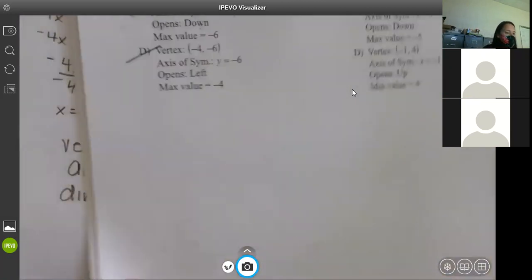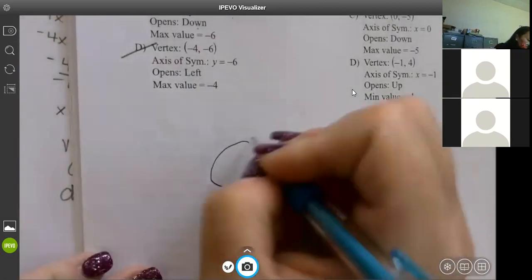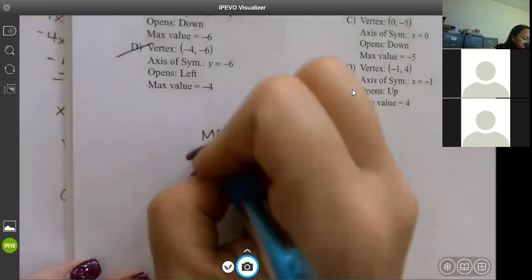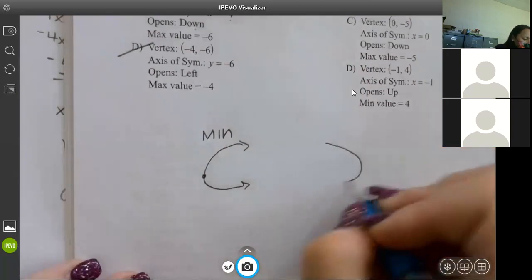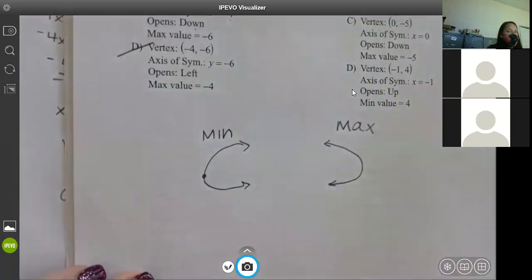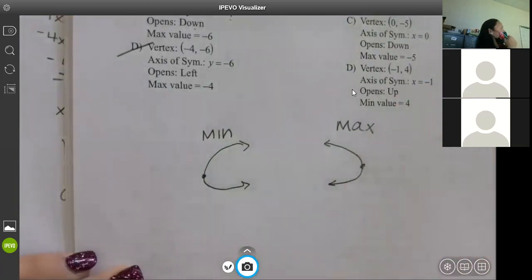So here's just a thing. If it's X equals and it looks like this, it will be a minimum value. And this will be a max value. So if it's X equals, just so you guys know.